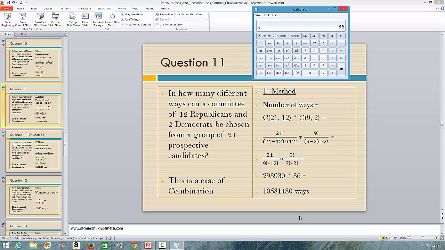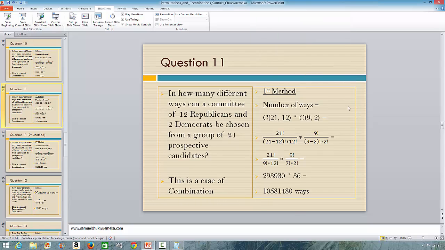Another way to do this is this. You can choose the 2 Democrats from 21 people, okay? And when you do that, then you now choose the remaining 12. Now, if you do that, 2 people from 21, you are left with 19. So once you do that, you can now select the 12 Republicans from the 19 people remaining. And it's going to give you the same thing. That's the nice thing about it.